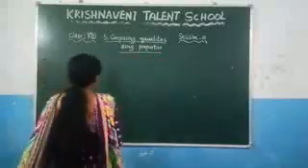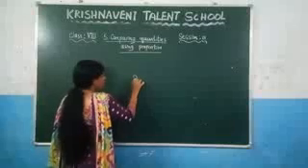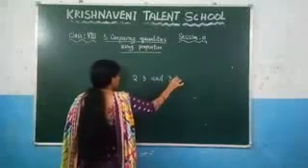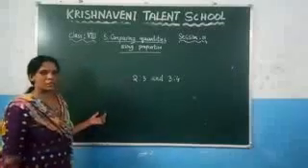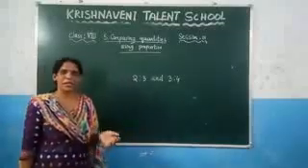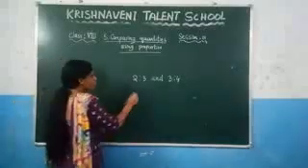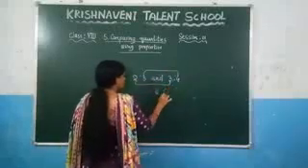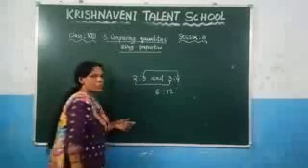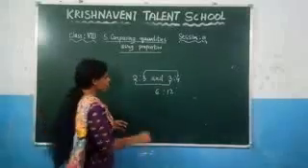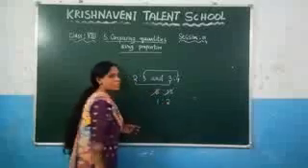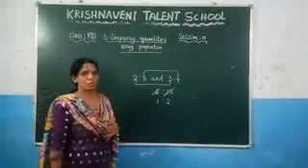Suppose if I ask what is the compound ratio of 2 is to 3 and 3 is to 4. So what we will do? Just we will take the product of the antecedents and the product of the consequents. So here 2 into 3, which is 6, 3 into 4, which is 12. Now you can write it in a simpler way. You know that 6 1s are 6, 6 2s are 12. So you get here 1 is to 2. This is the compound ratio of these two ratios.